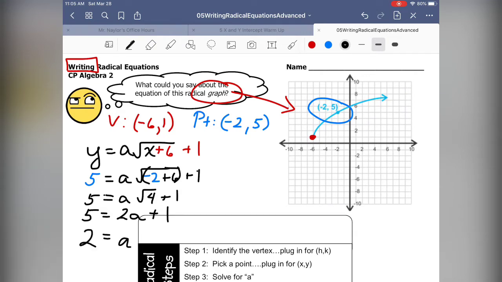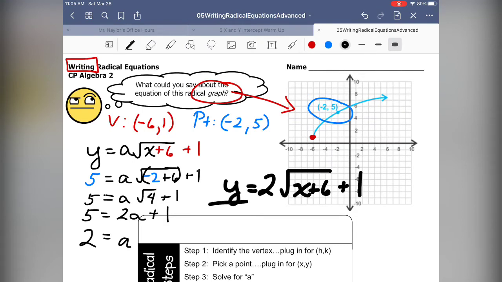Now, once we have a equal to 2, then we can say that we really have our full equation, and your full equation in this y equals form is going to be the a value of 2, and then the square root of x plus 6, plus 1. Notice that I'm not filling numbers in anymore for x and y, but I'm writing them as variables so that we can have our equation for this graph.